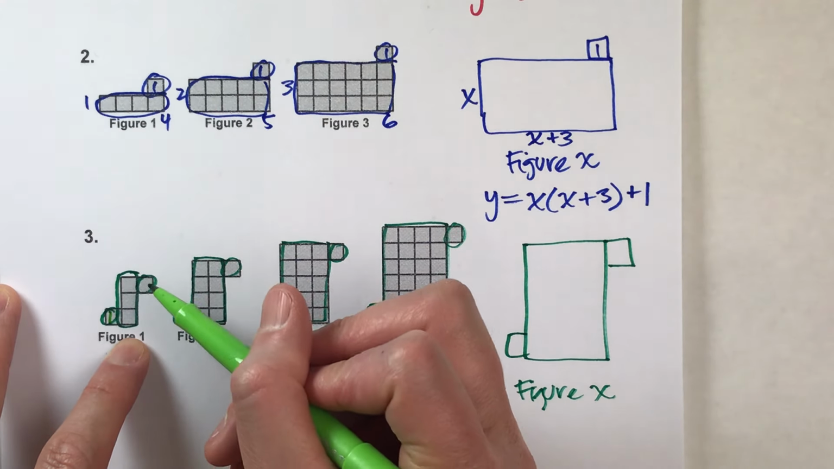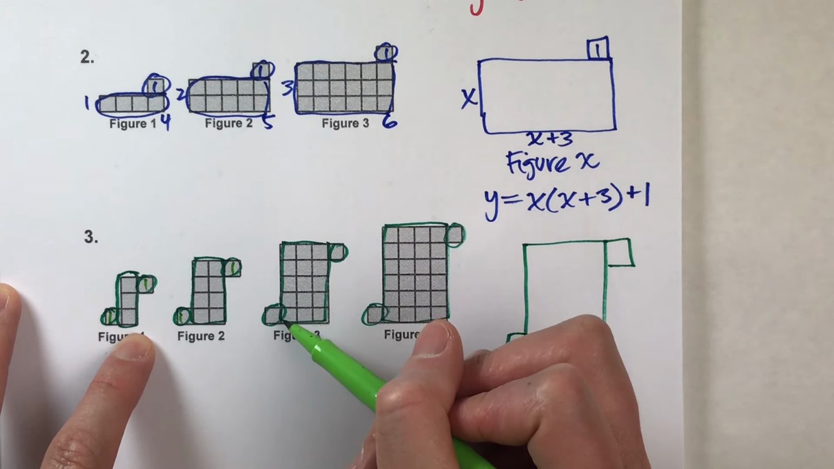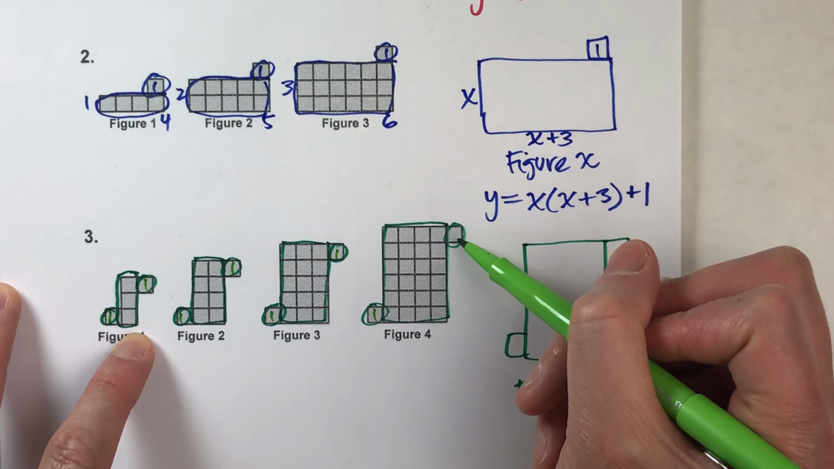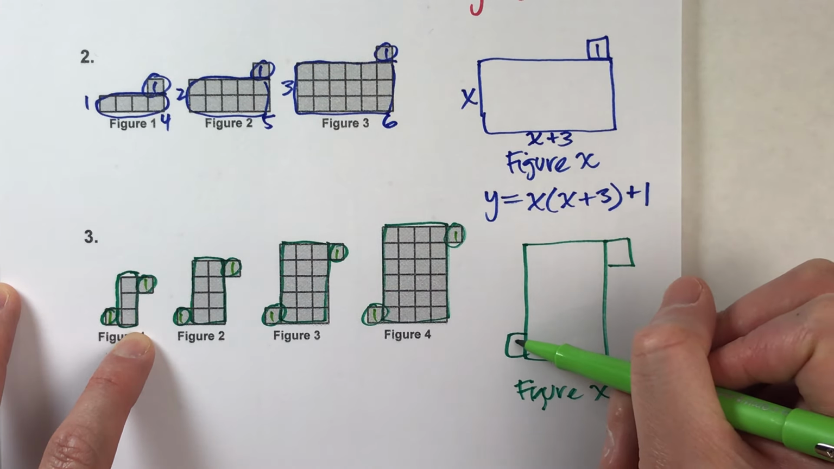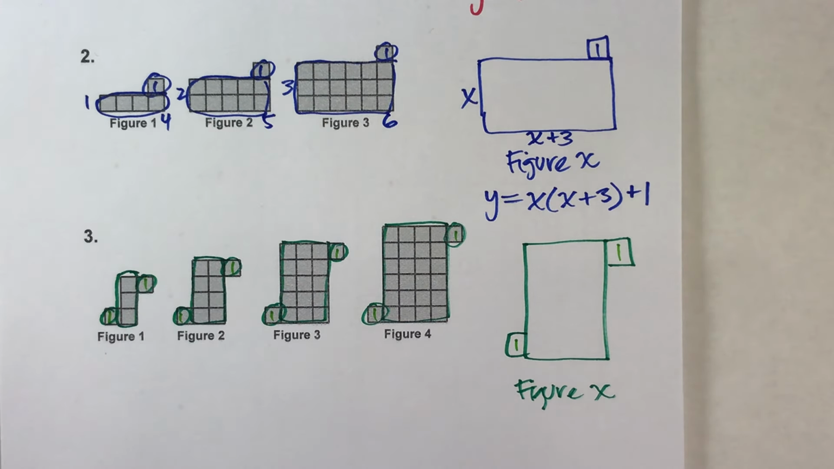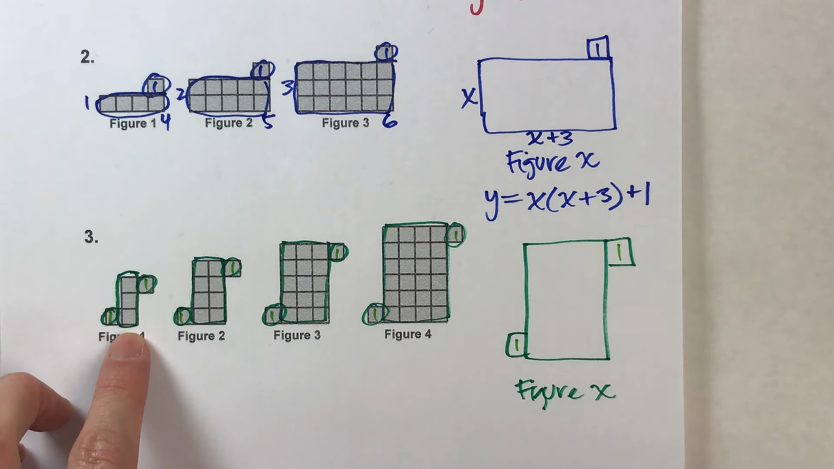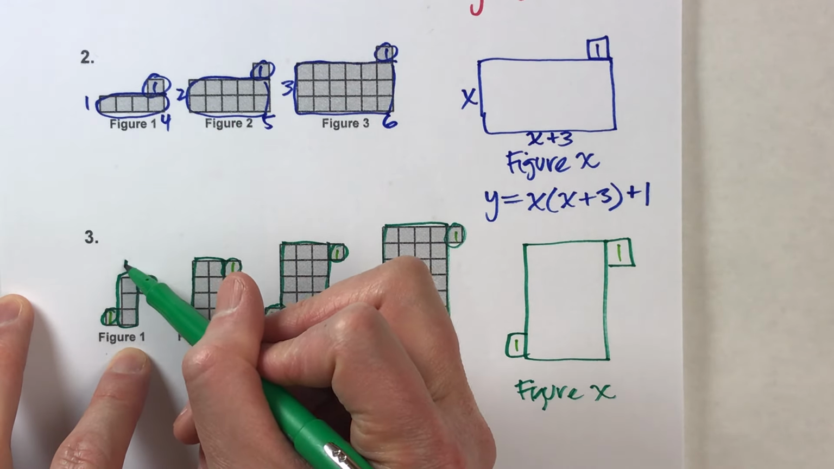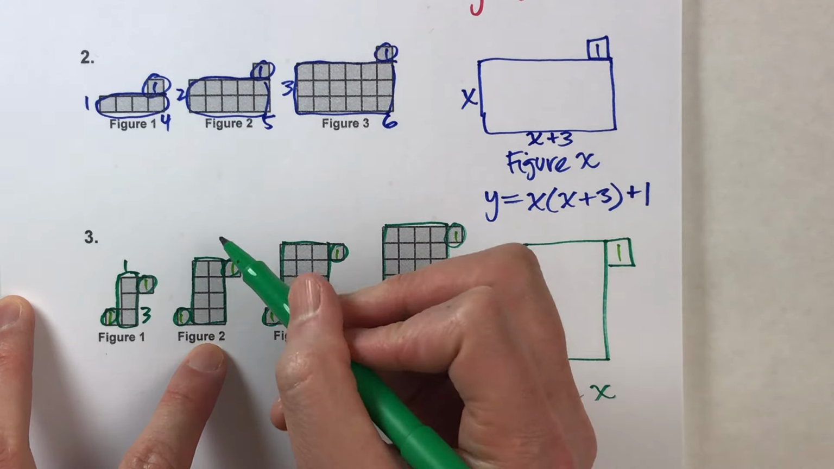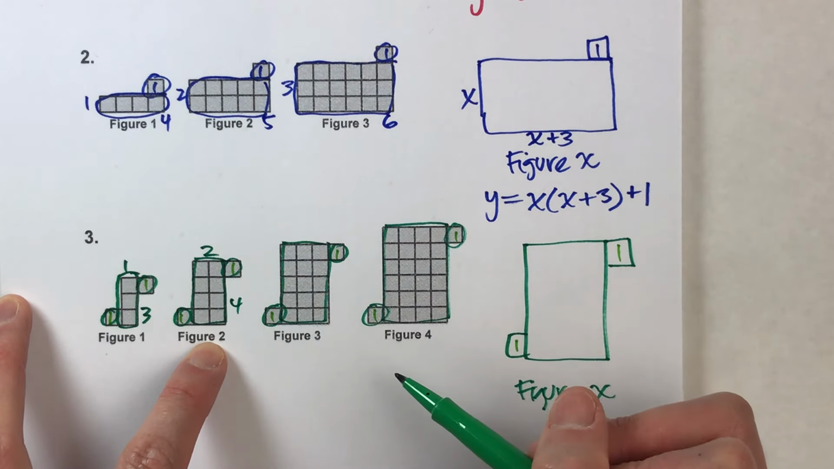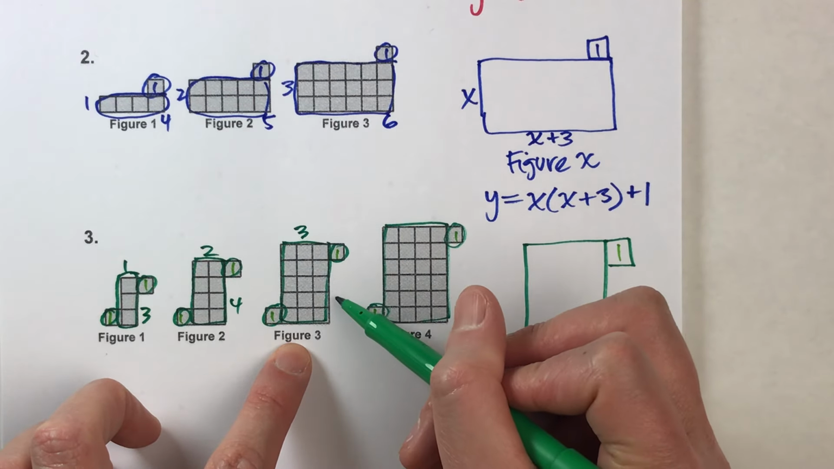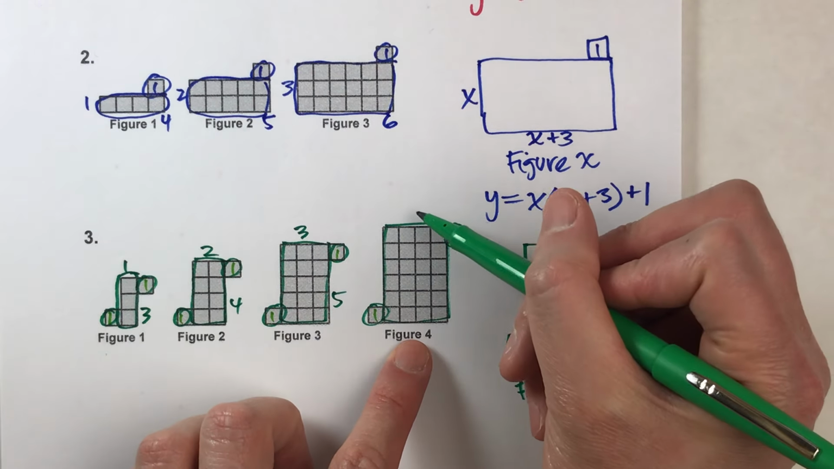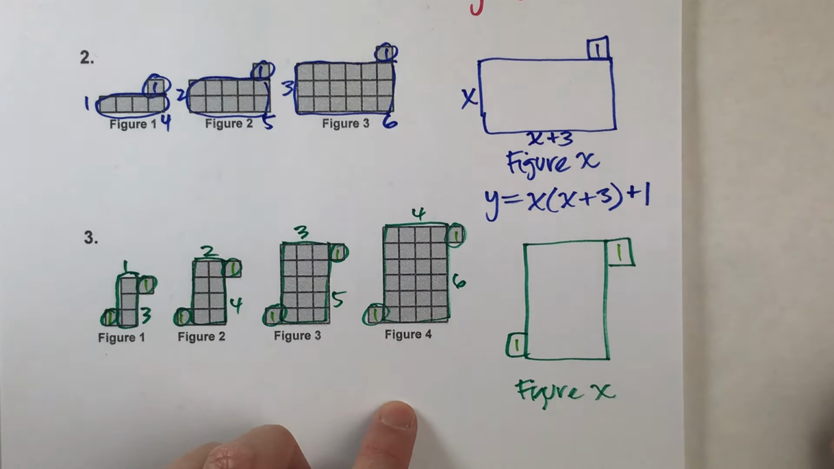Every single time, we know these single squares are just going to be 1 because these are not changing. So this is going to be 1 and this is going to be 1 even on figure X. Okay? But what is changing is the length and width of that rectangle in the middle. So this rectangle is a 1 by 3. This one's a 2 by 4. This one's a 3 by 5. This one's a 4 by 6.